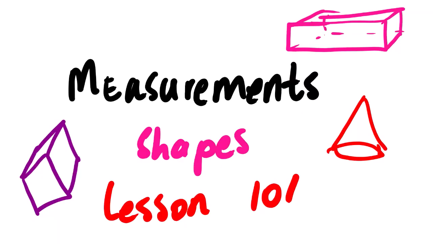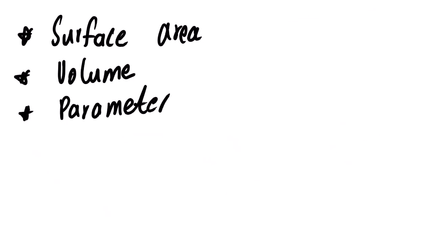Our lesson for today is measurements, that is mathematics. We are going to deal with shapes. This is lesson 101. Let us start. Basically, this topic involves calculating the surface area, the volume and perimeter of shapes.